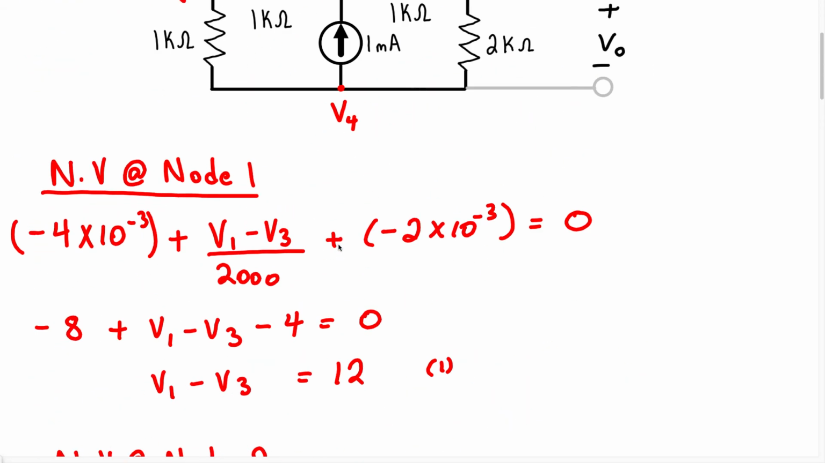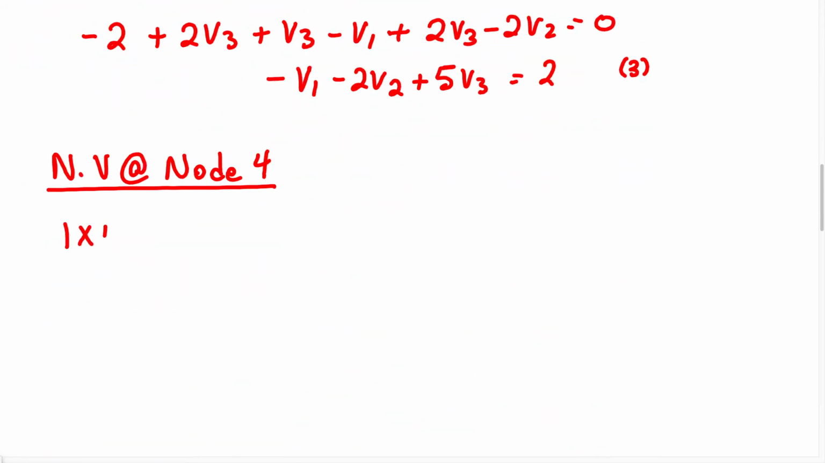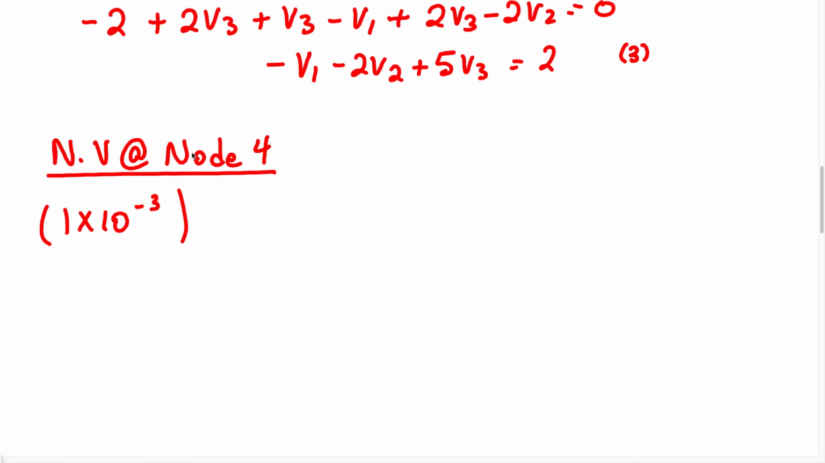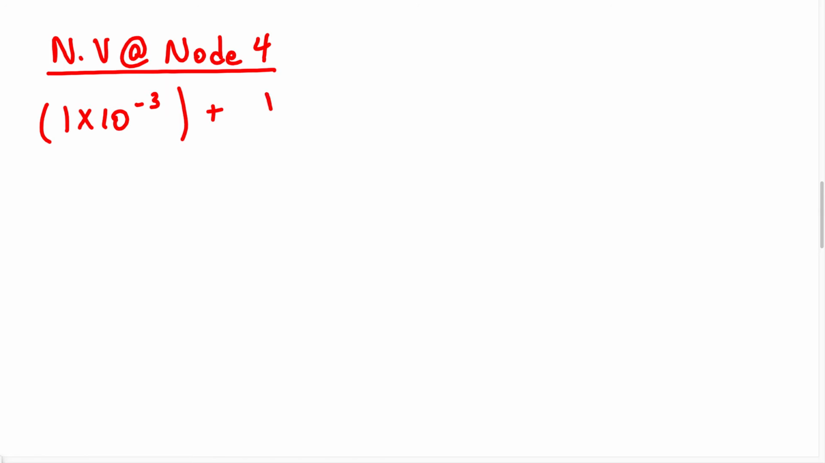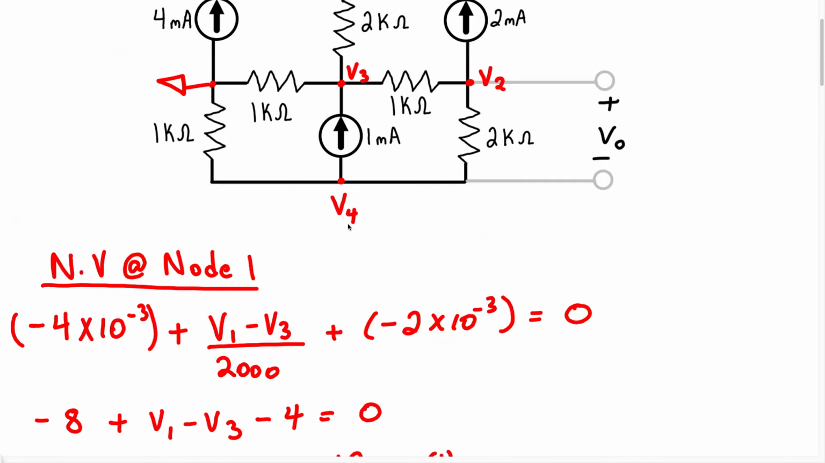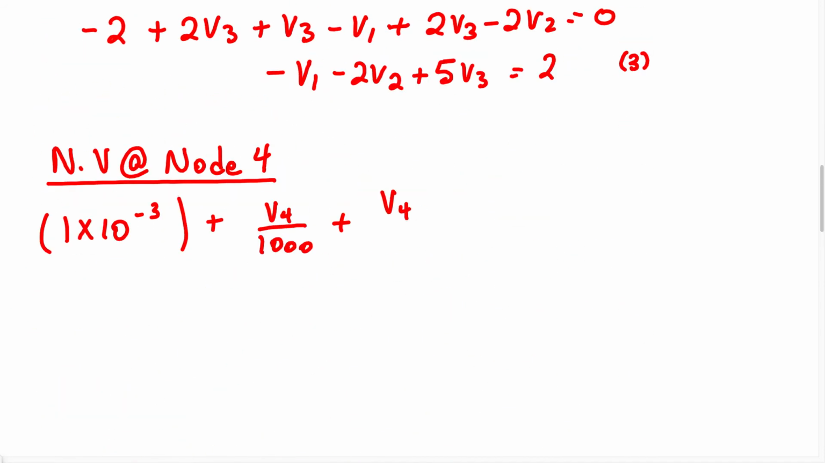We're going to have a current source leaving, which is going to be 1 milliamp. So we have 1 times 10 to the negative 3 plus we have V4, and because this is the reference node, it's going to be V4 over 1000 for the current in that branch. So we have V4 over 1000 plus, and we know that's the current in this branch here, V4 minus V2 divided by 2000. All of that equals 0.